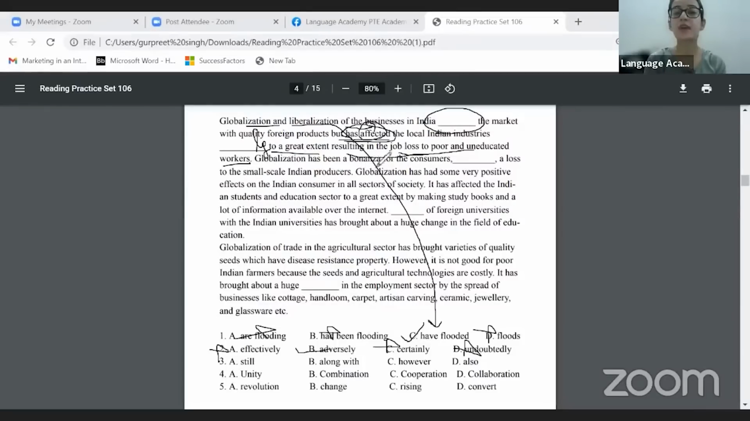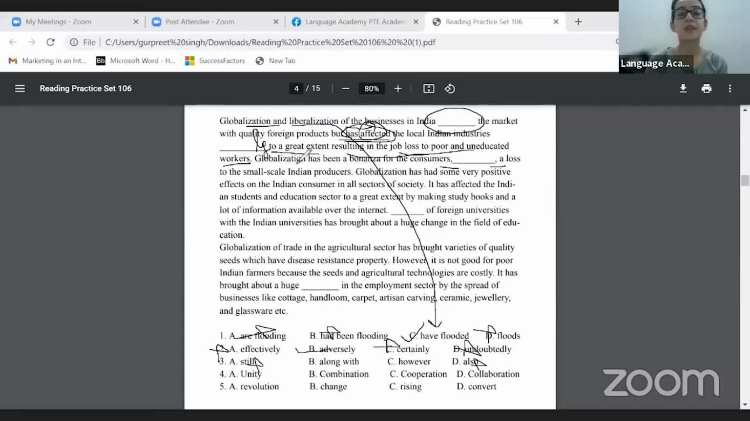Globalization has been a bonanza for the consumers, dash, a loss to the small scale Indian producers. Between two commas, we always need a connector. This you should be noting down, and how to know that we need a connector. "Still" and "also" don't come with two commas in between. These are not connectors, these are kind of conjunctions. "Along with" is also kind of a conjunction only.